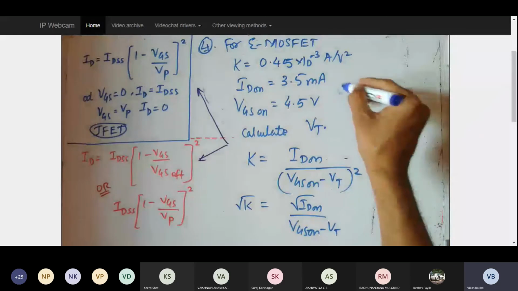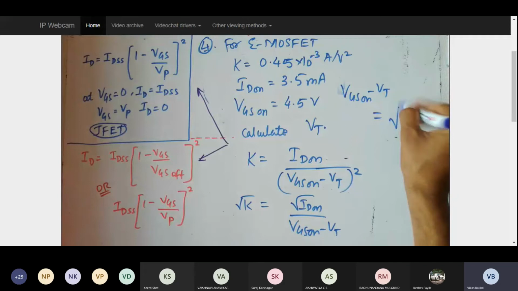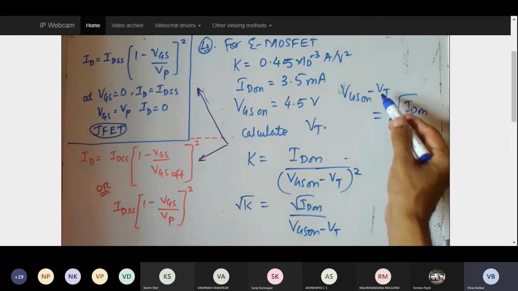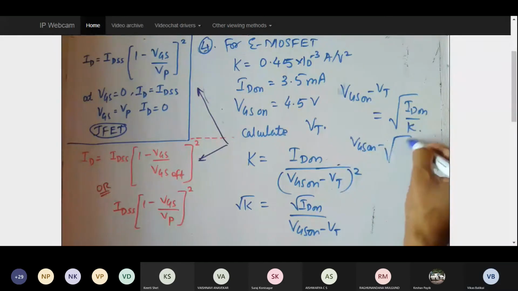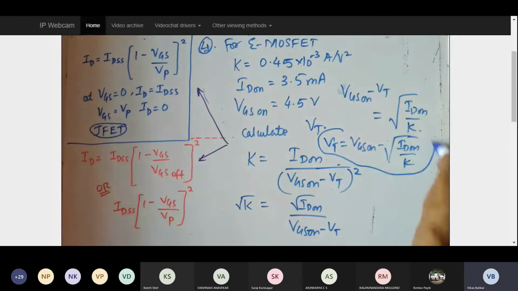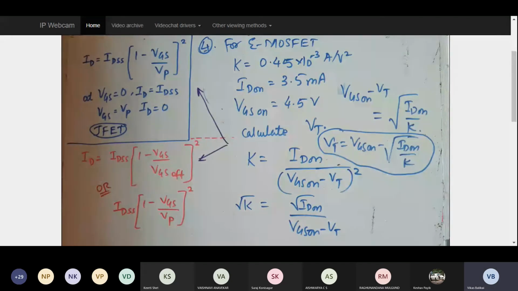So now from here I can say that VGS on minus VT is equal to under root of ID on by K. I send the VT to that side, and root of ID on by K to this side. So my VT will be VGS on minus root of ID on by K. So this is my formula which I have marked in the circle. So now you can just substitute the values and figure out the answers.